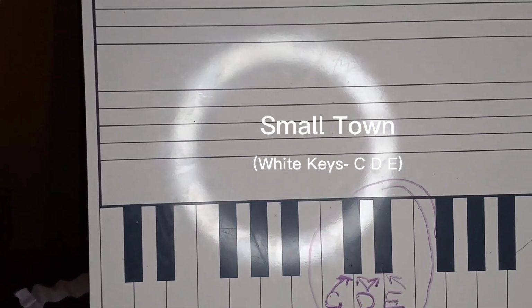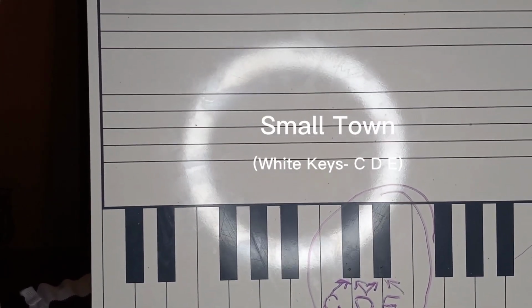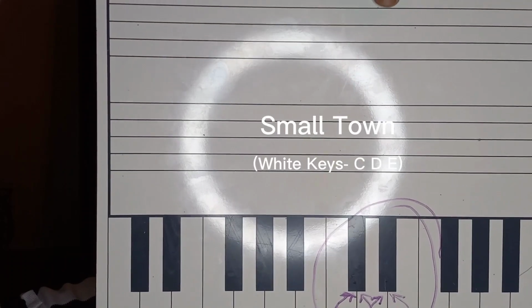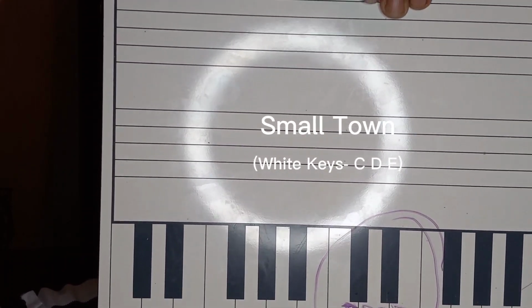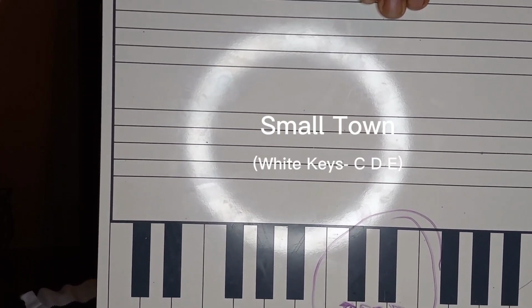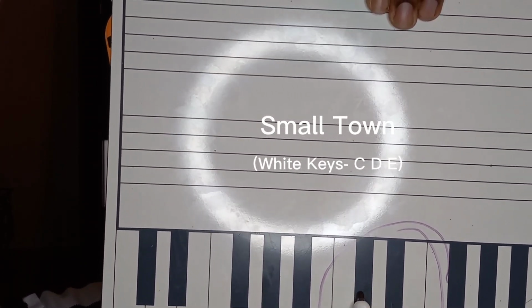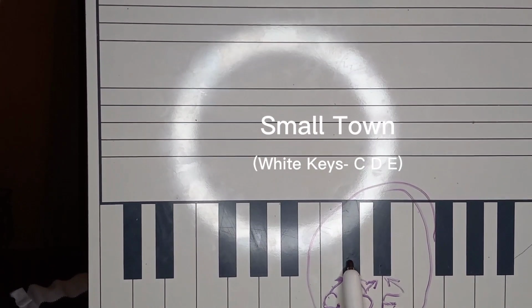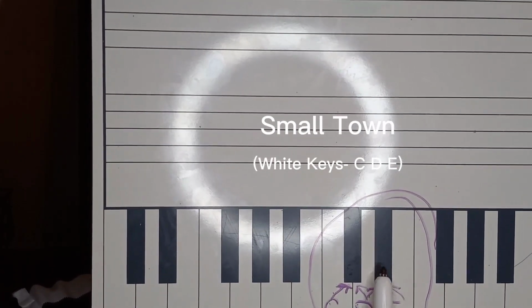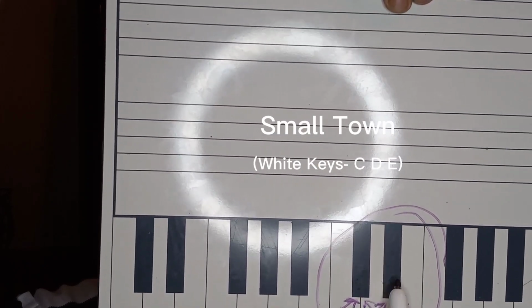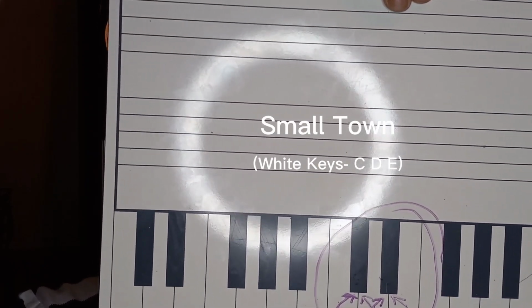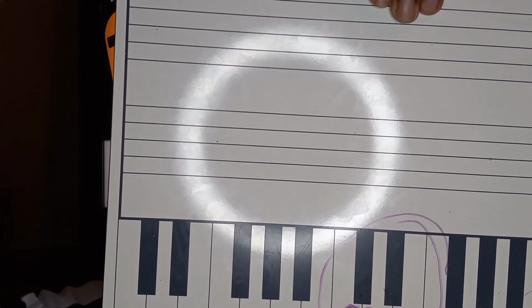Okay? So actually, again, the white notes have 1 name. In this case, C, D, E in the small town. And the black notes have 2 names. So this one would be C sharp or D flat. All right, and this one would be D sharp, or you could call it E flat. Okay, so do you see this small town?